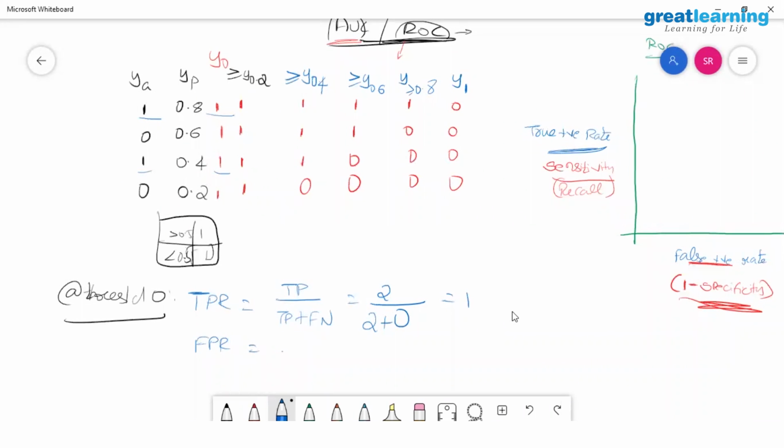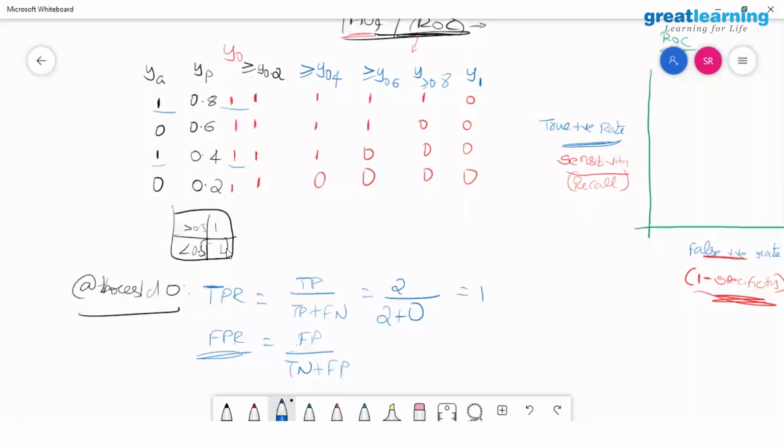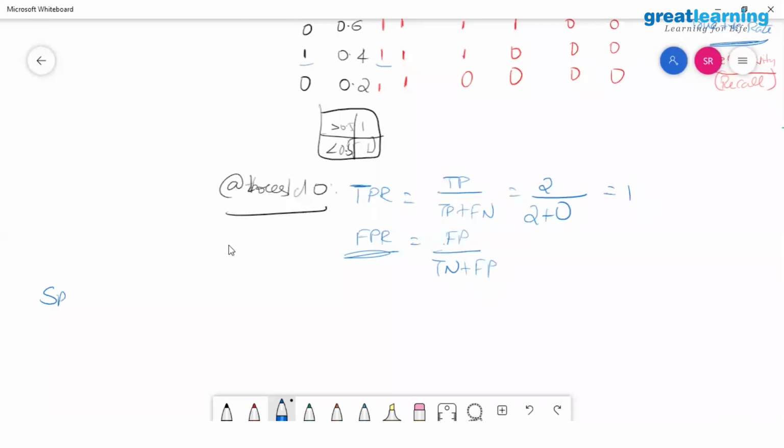FP divided by TN plus FP. TN plus FP, right? That's perfect. So how did we derive this value? What is the formula for specificity here? TN divided by TN plus FP. Specificity is given by truly predicted as negative divided by truly negative plus false positive. So since it is 1 minus specificity, 1 minus TN divided by TN plus FP, we are going to come up with this value: FP divided by TN plus FP.